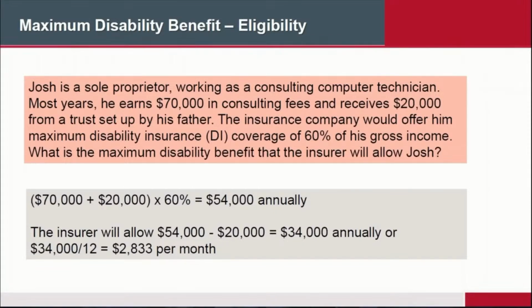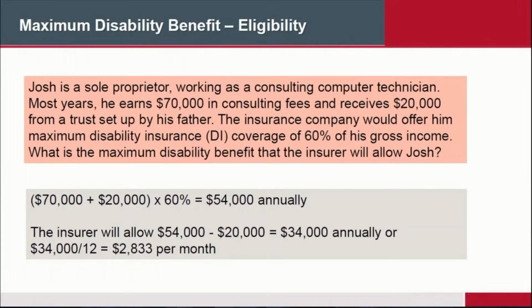Josh is working as a consulting computer technician, $70,000 consulting fees. However, he received $20,000 from a trust. This, of course, is unearned income. So the insurance company would offer him maximum disability coverage of 60% of his gross income. What is the max disability benefit that they'll pay Josh? So in this case, we've got $70,000 worth of earned income. We then add the unearned, in this case $20,000. So 90,000 times 60% is $54,000.